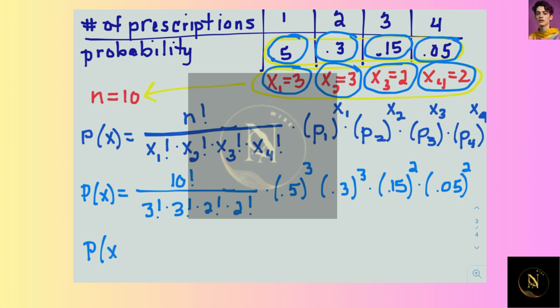We would then put all of that into your calculator, and if you do, you should get a probability of 0.0048.